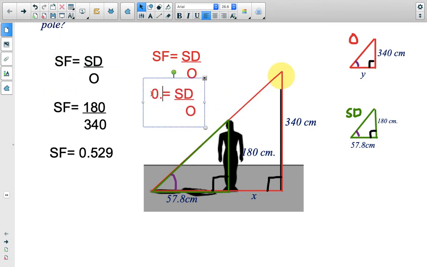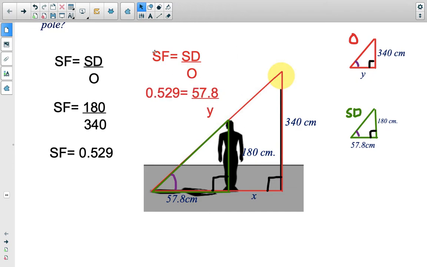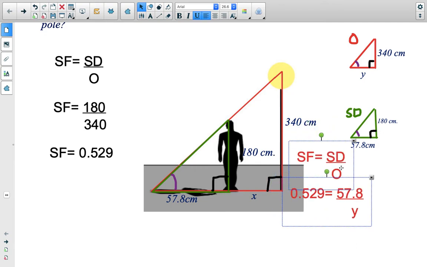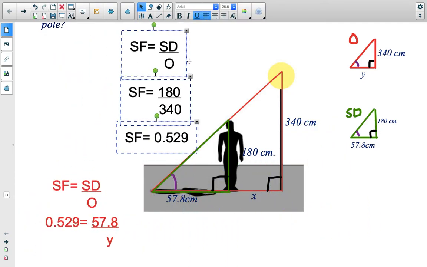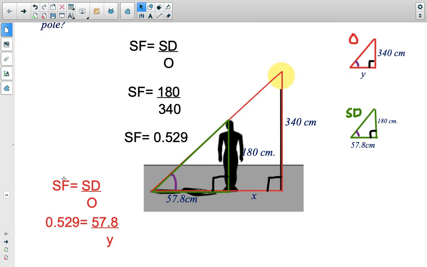It has to be the same because they're similar polygons. My scale diagram, well, my measurement is 57.8, and then my corresponding length on my original is y. So I'm going to plug in y here. Okay. I'm just going to move this down here because it might be a little cleaner. Move this over. Okay, so now we got to find y.